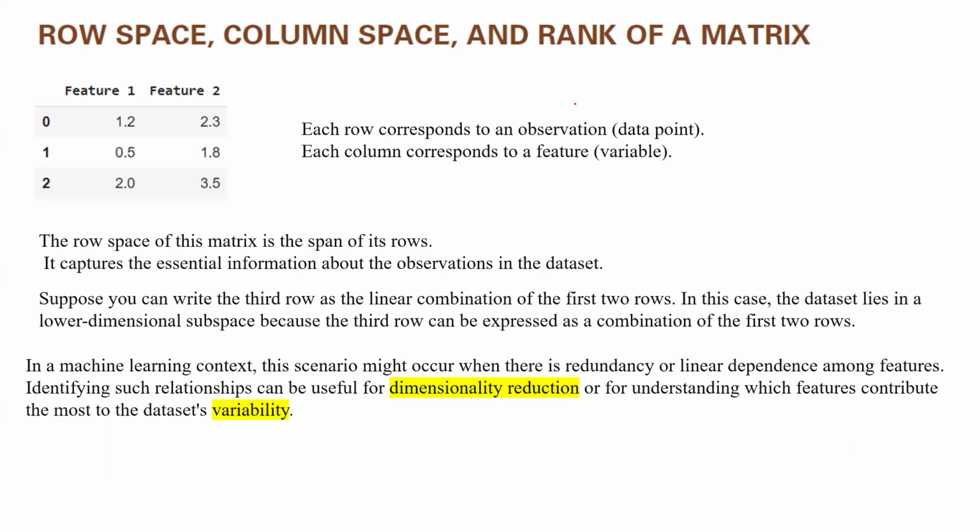Why is it important? In the context of machine learning, this scenario happens when there is redundancy or linear dependence among features. Identifying such relations can be helpful for reducing dimensionality or understanding which features or variables basically contribute the most to the variability of the dataset.